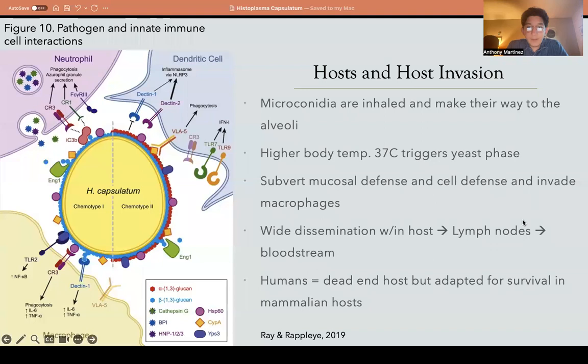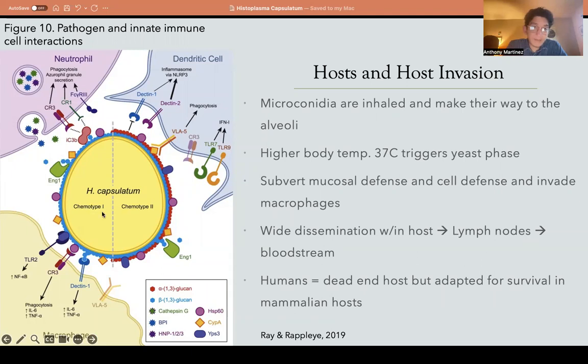So before I get into all these words, I want to take a minute and look at this figure here. This figure shows interactions between the yeast form of the pathogen and different innate immune cells. You have your dendritic cells, your neutrophils, and your macrophages down here. The cool thing about this is that it changes its cell wall a little bit. You can see in chemotype 1, you have this beta-1,3 glucan, and this is what generally triggers TLRs and will initiate anti-inflammatory responses. You can see TLR2 binding here and dectin-1 binding. CR3 is the receptor that this pathogen will actually bind to be phagocytosed.